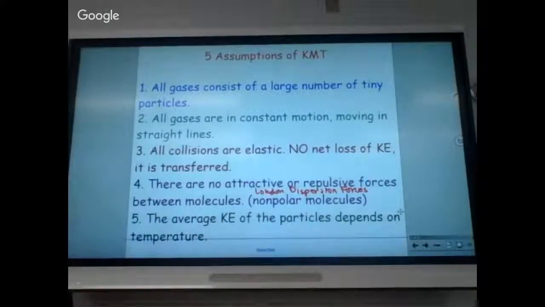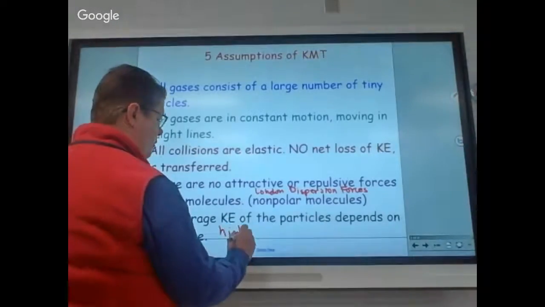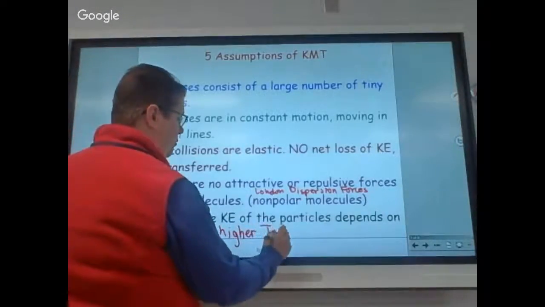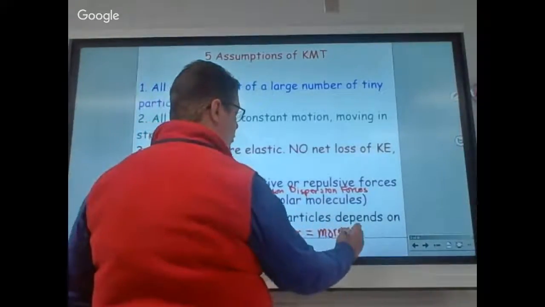Now, the average kinetic energy of the particles depends on temperature. The faster a molecule moves, the higher its temperature. We all know this. We've known this probably since middle school. Higher temperature equals more motion.